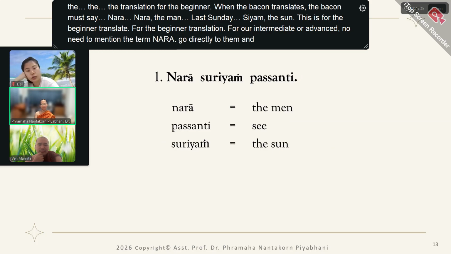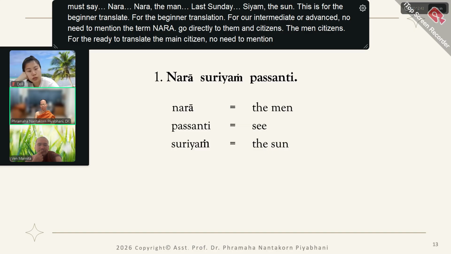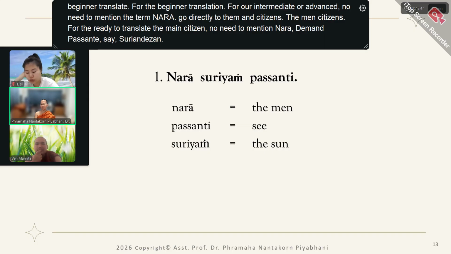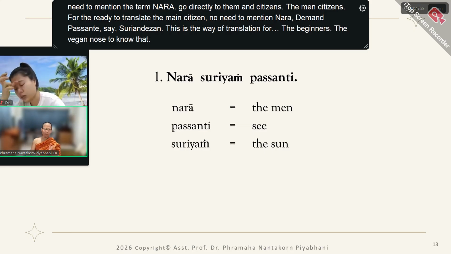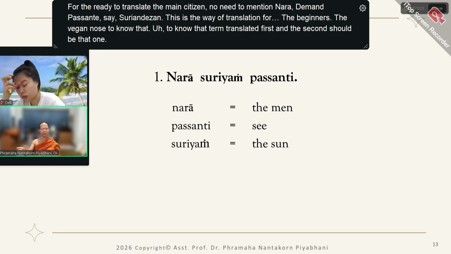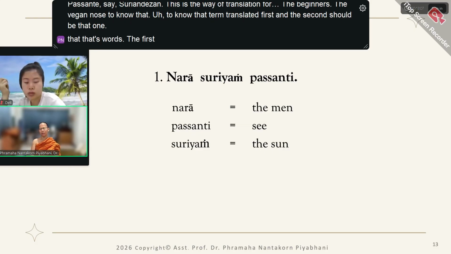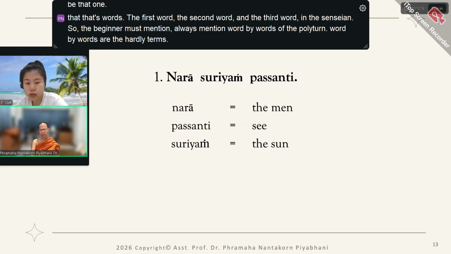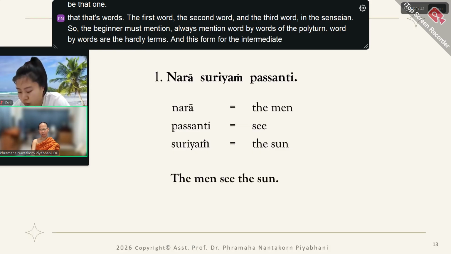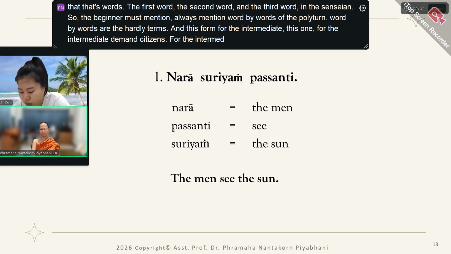Go directly to the main citizens. Go directly to translate the main citizen. No need to mention Nara, the main, Pasanti, see, Suriyam, the sun. This is the way of translation for the beginners. The beginners translate the first term, then the second, then the third word in the sentence. So the beginner must always mention word by word of the Pali terms. And this form is for the intermediate: the main citizens. For the intermediate or advanced translation, the main citizen, we need to mention the Pali words.